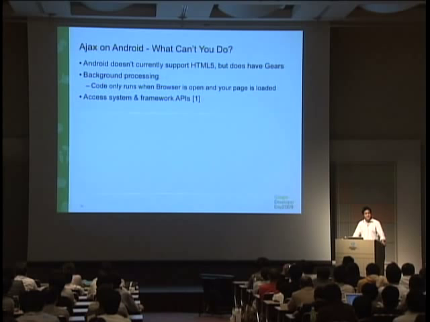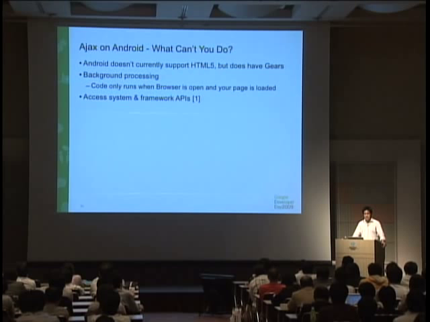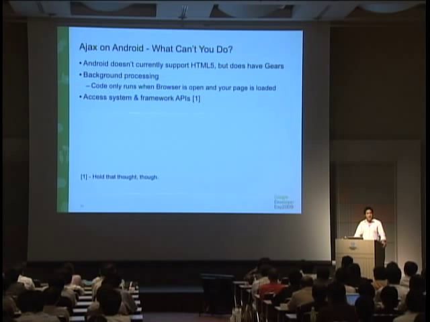You also don't get background processing. Your AJAX code will only run when the browser is open and your page is loaded. So if the user is doing something else, your AJAX app will not continue to run. And the other thing that you won't get access to is the system and framework APIs. Now, that's true for the most part, but there is an exception, and I'll talk about that a little bit later in my talk. So hang on to that.